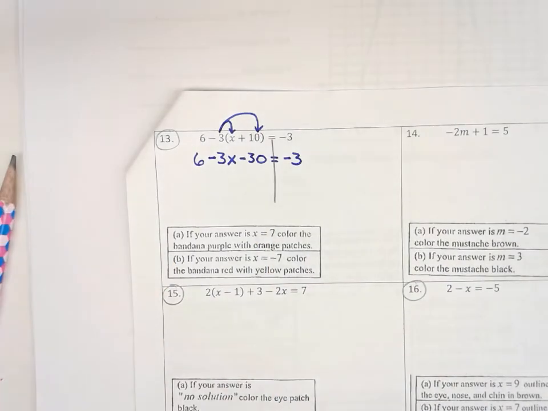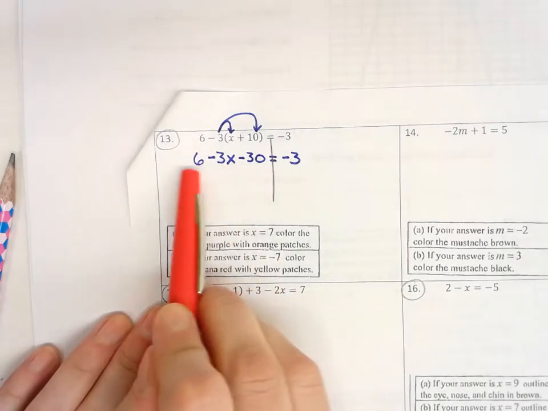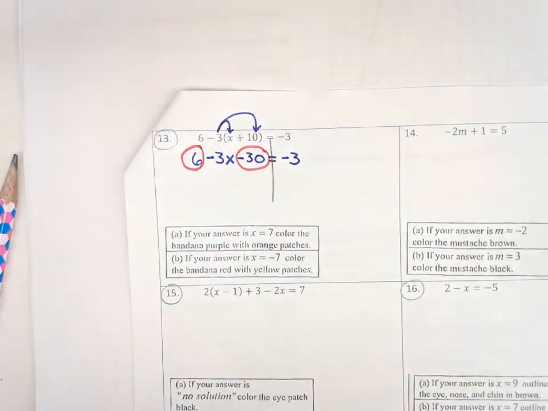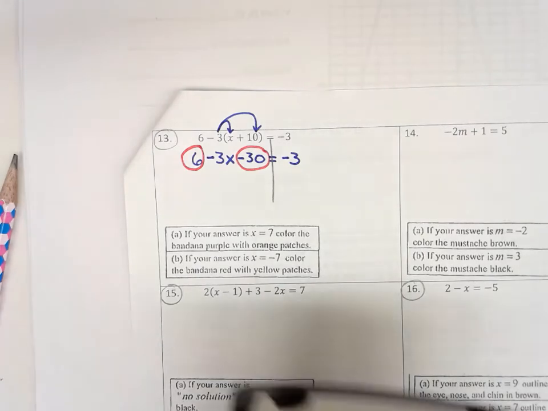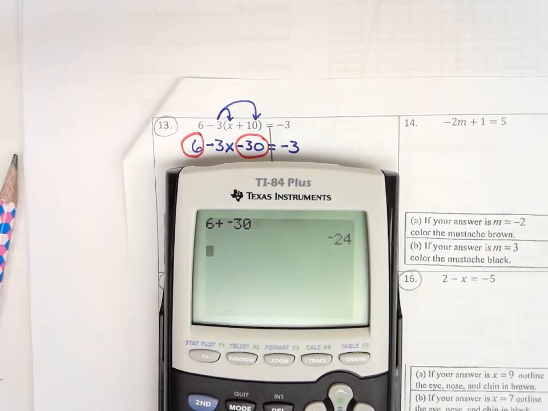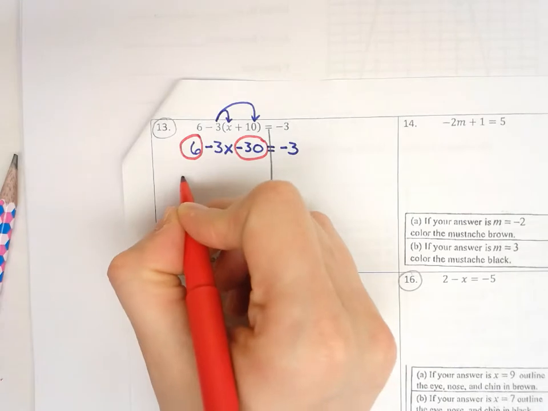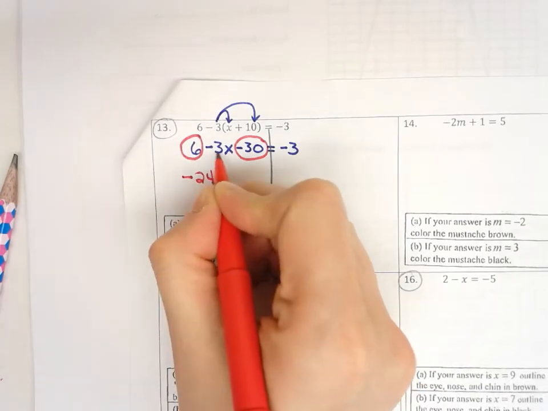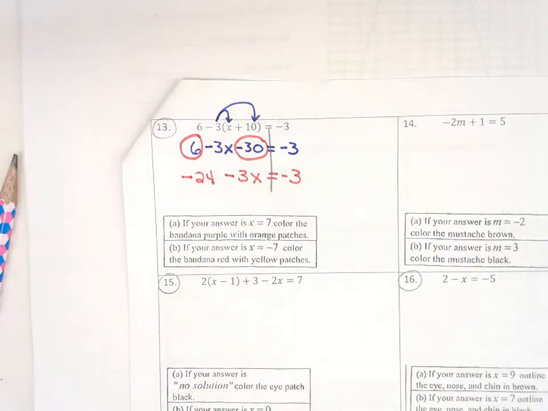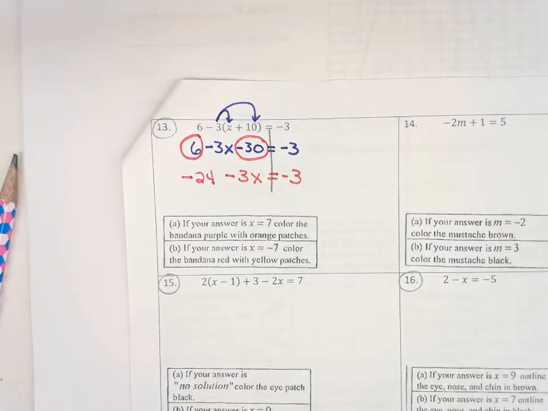So after you distribute, the next step is to combine like terms. Now we don't have more than one letter over here, but I do have more than one constant, the numbers without the letters. And those are always going to be combined as well. So if I add 6 plus negative 30, when I hit enter, I got negative 24. So I have negative 24, I still have the minus 3x over there, and this is equal to negative 3.